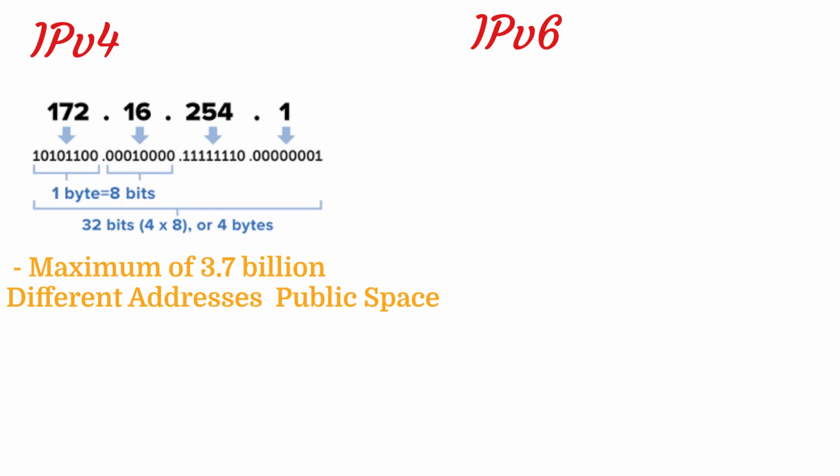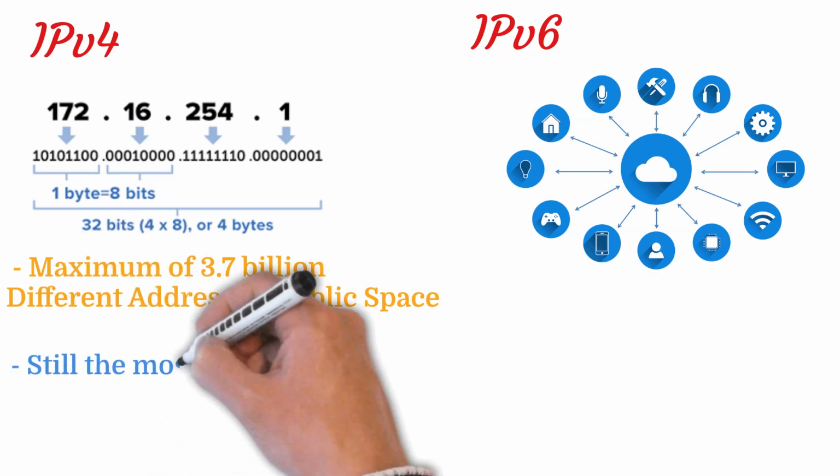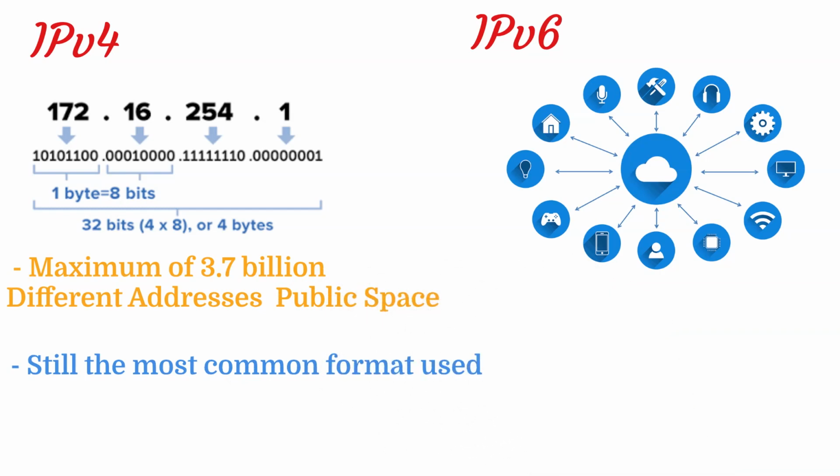With the exploding number of devices in the IoT space, where each device is assigned a unique IP address, IPv6 solves this. Except for devices in IoT, IPv4 is still the most common format used. IPv6 is newer and solves problems for the Internet of Things, IoT.